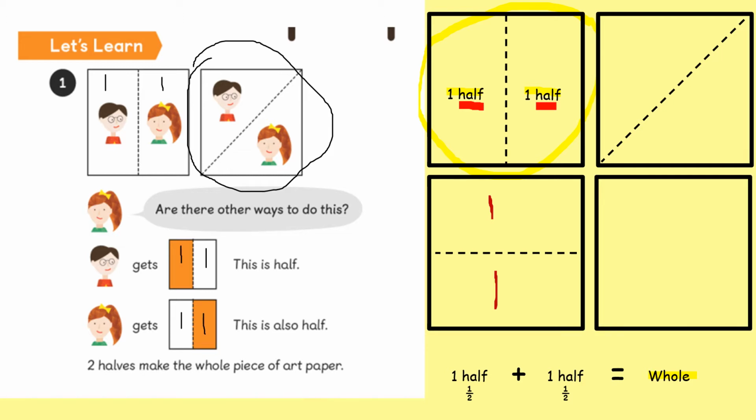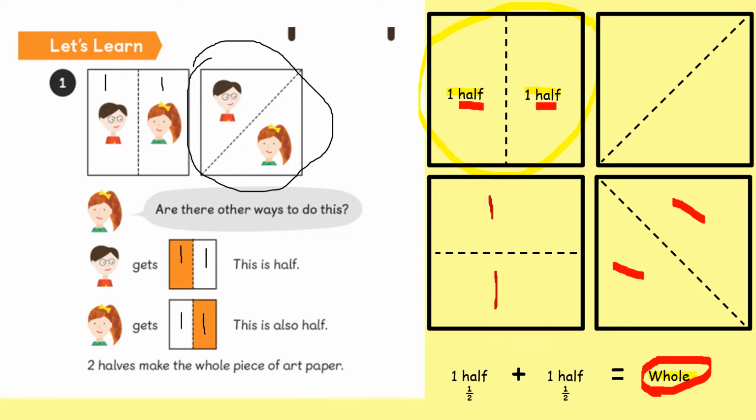Okay, and there's another way we could do it. We could fold it the other way diagonally. And again, we have one half, then we have the other half. And those two halves put together make the whole. So we are looking at making equal halves.